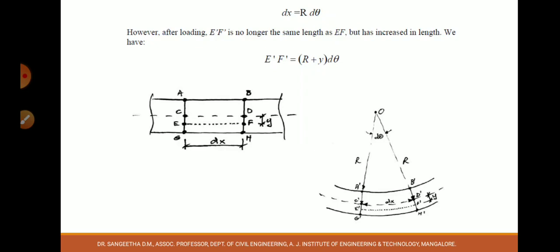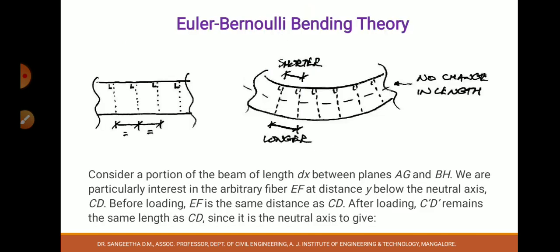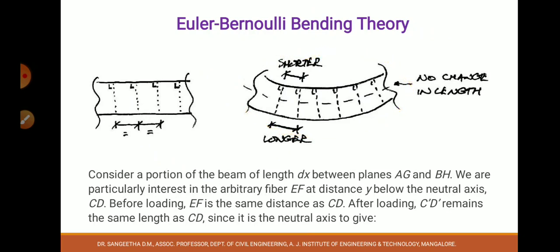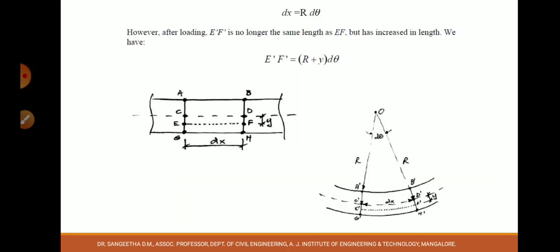Here are those A, B, C, D: the initial position of the beam, the same beam which you have seen here. After the loading, it has taken a curved path. In that beam, I have considered one small segment CD. Under the action of loading, it has become C dash D dash. The fiber which I will be considering, E dash F dash, is at a distance y below the neutral axis.